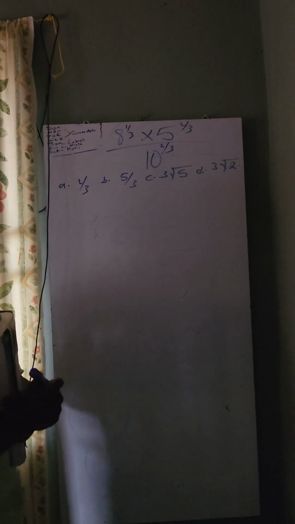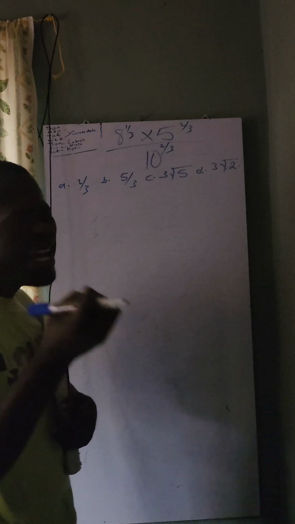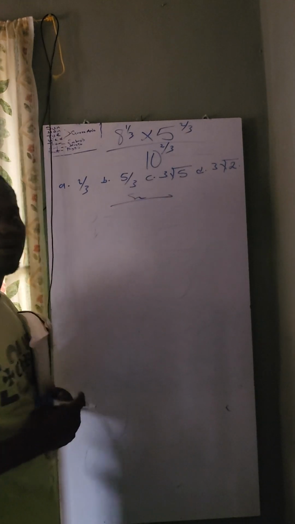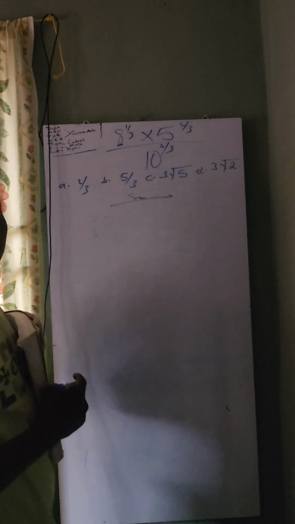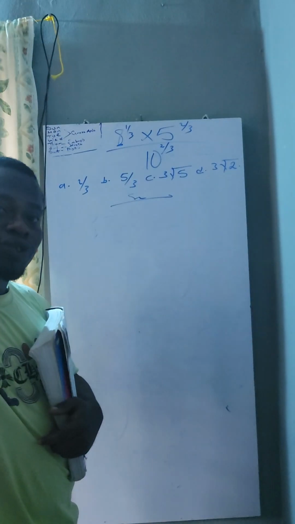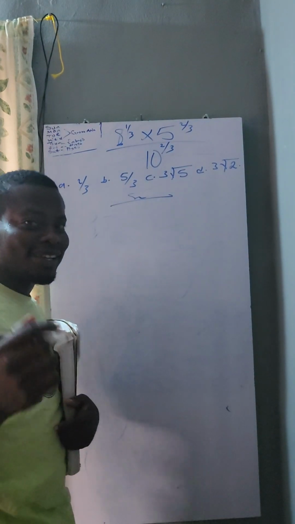How do I solve this? That should be the first thing that comes to your head. Try to break big numbers into small numbers. Solution. This 8 here, 8 can be what? The cube root of something. 8 is the cube root of something. Am I communicating? I want to know.